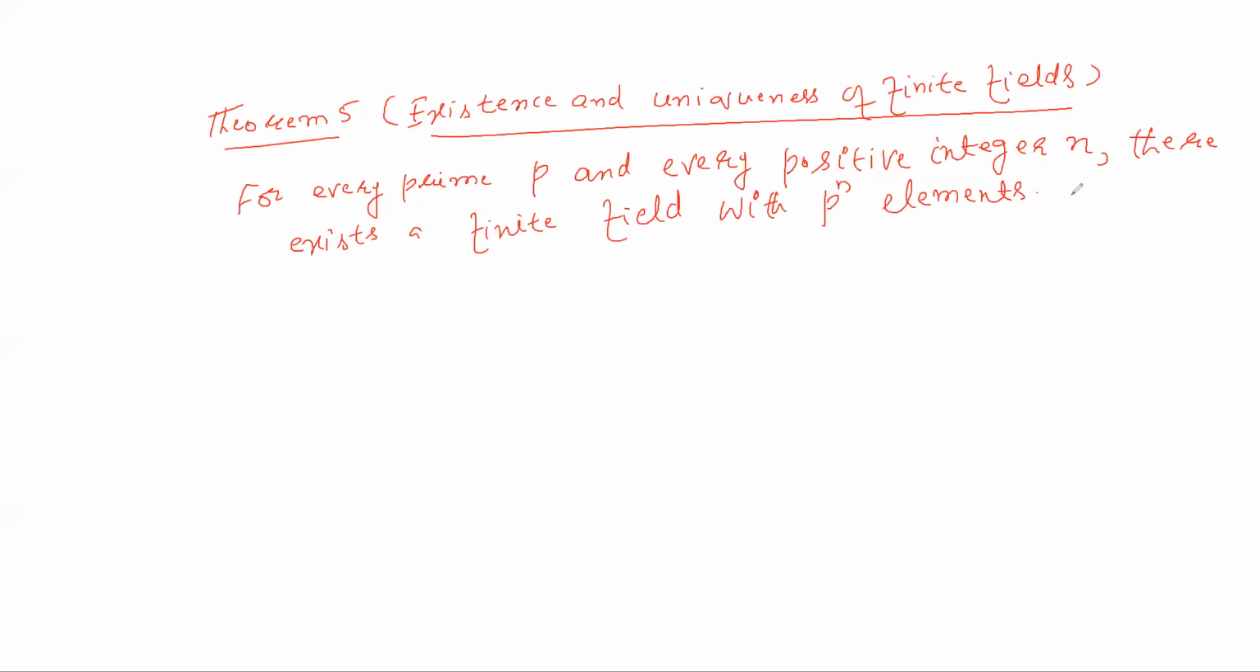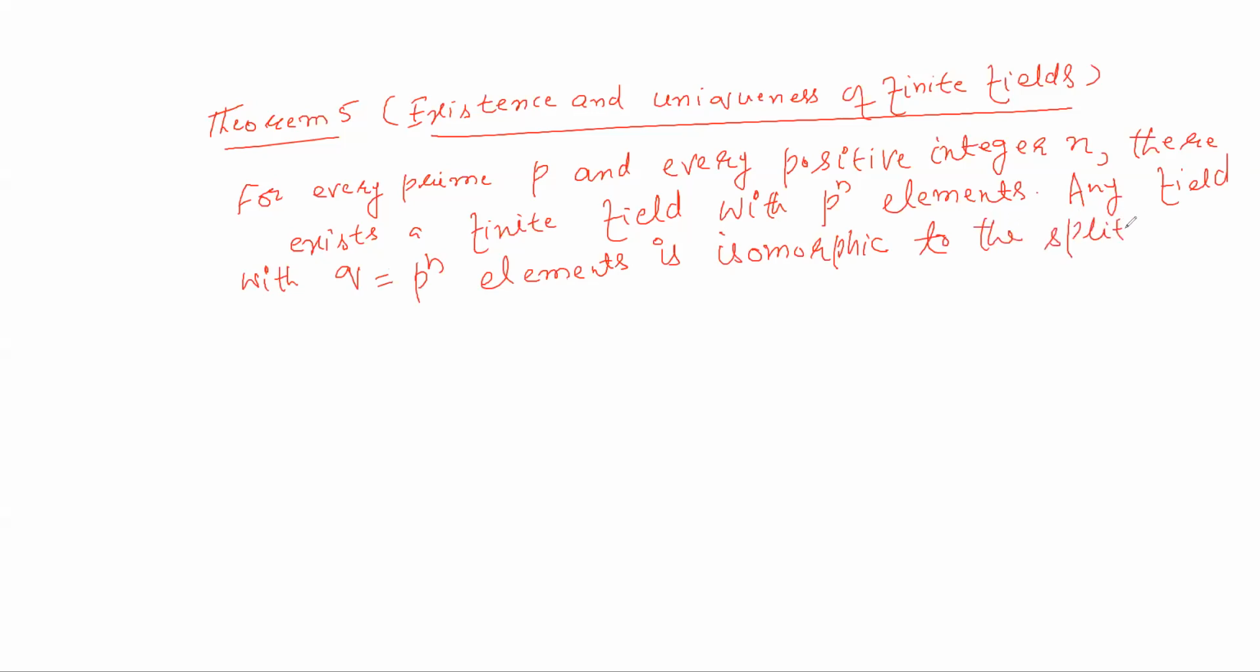So any finite field with q equals p raised to power n elements is isomorphic to the splitting field of the polynomial x raised to power q minus x over F_p.